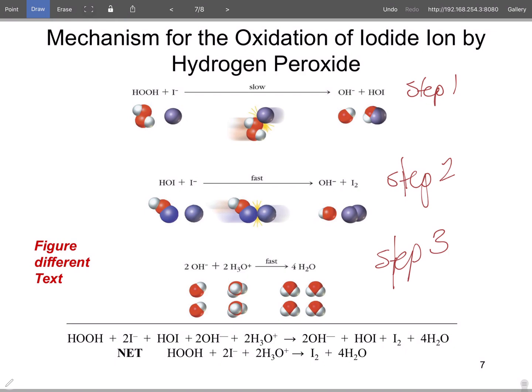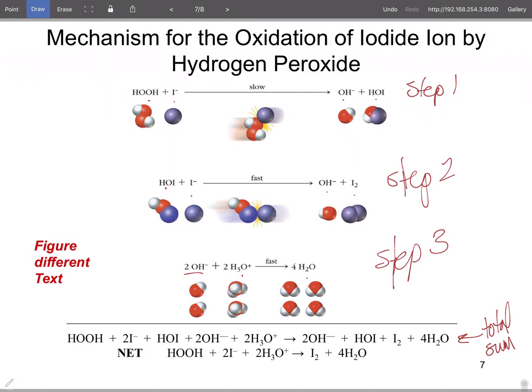Okay, so notice we have the hydrogen peroxide times the iodide going to OH minus and HOI. Then the HOI is reacted here with another iodide to form another hydroxide and a iodide. Then you have 2 hydroxides and an acid form water. So if you add all the reactants together, remember you treat the arrows kind of like equal signs. Don't write them as equal signs, but you treat them as equal signs in math and you add them together. So this is the total sum.